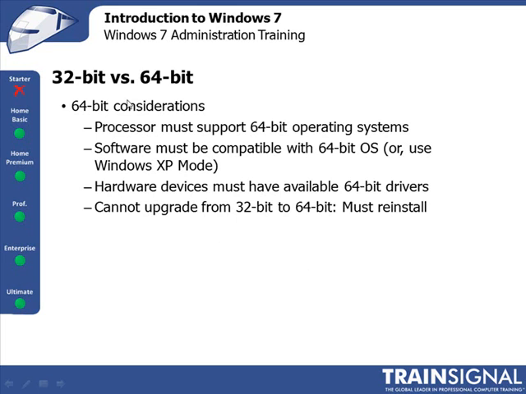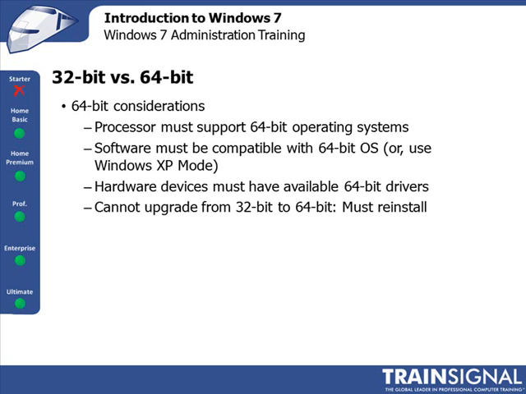Now, in order to use 64-bit Windows, the processor has to support a 64-bit operating system. Just about every new computer that's sold these days is going to have a processor that will support this need. The software that's being run has to be compatible with a 64-bit operating system, or you have to use Windows XP mode. So you can't run a 64-bit application on 32-bit Windows. In a lot of cases, you can run 32-bit programs on 64-bit, but not always. So you have to make sure your software is actually compatible with a 64-bit operating system.